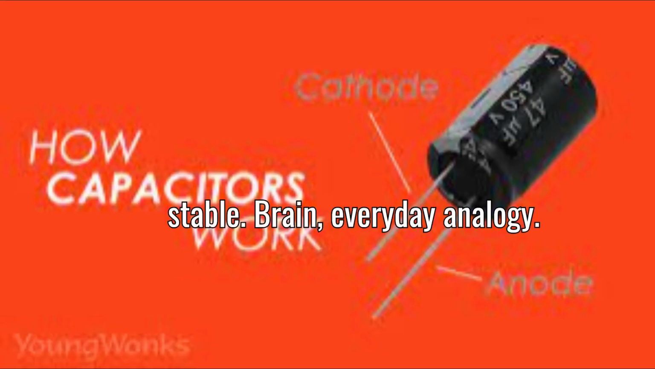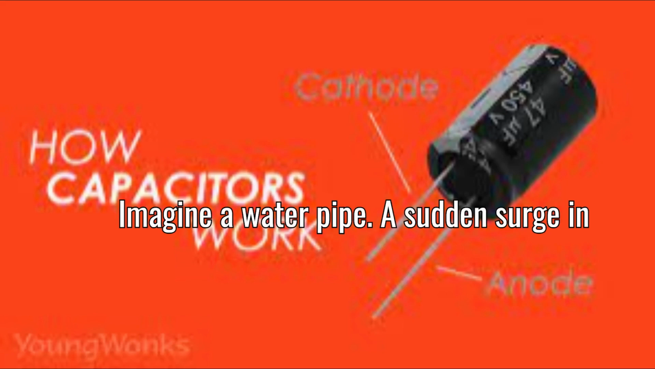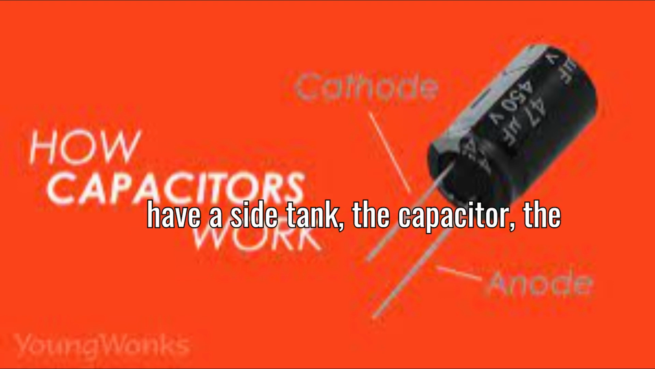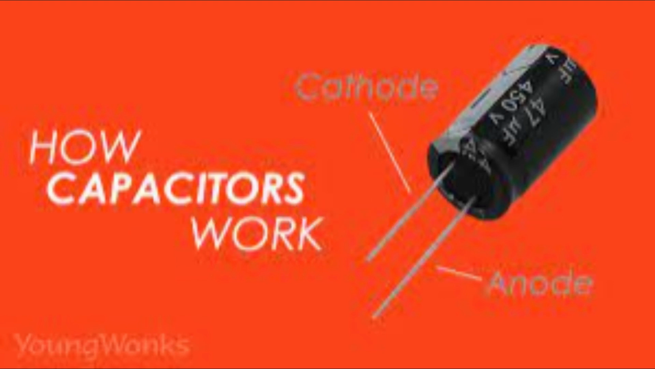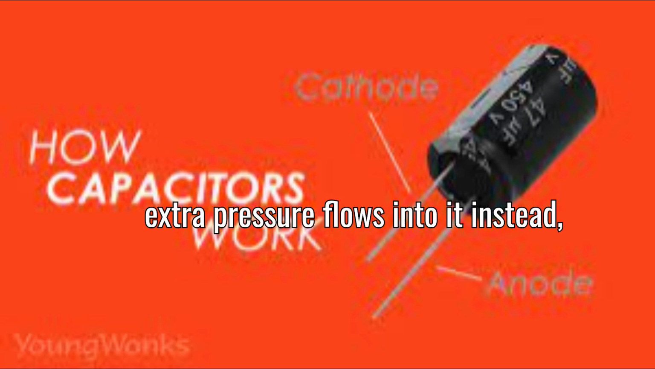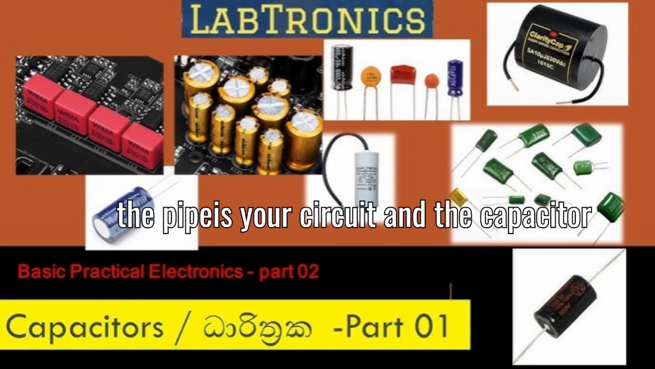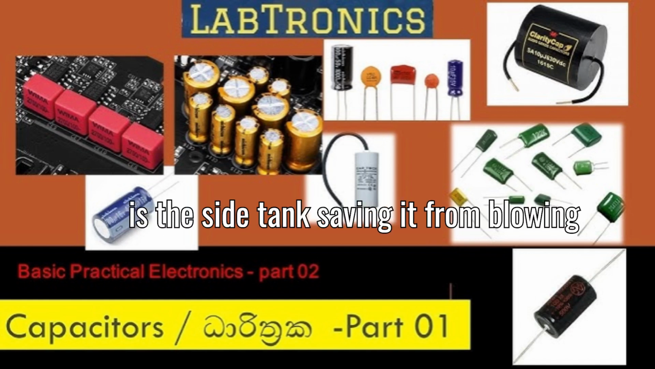Everyday analogy. Imagine a water pipe. A sudden surge in pressure could burst the pipe, but if you have a side tank, the capacitor, the extra pressure flows into it instead, protecting the pipe. In electronics, the pipe is your circuit, and the capacitor is the side tank, saving it from blowing out.